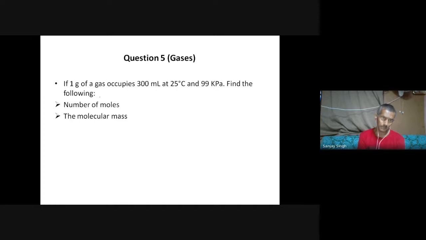So look at the question. Not a very difficult question. You can again use the gas laws. Just try to use the gas laws. Use PV equals nRT. Firstly, try to find the number of moles. Make the number of moles the subject of the formula first. Once you find the number of moles, then you can find the molecular mass. So use PV equals nRT then.